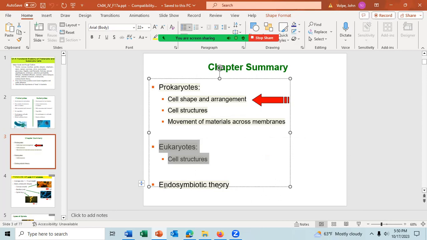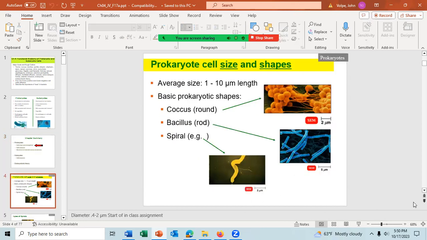And then lastly, we'll talk about the endosymbiotic theory, a theory for why eukaryotes have mitochondria and chloroplasts. Any question about any of that? All right.